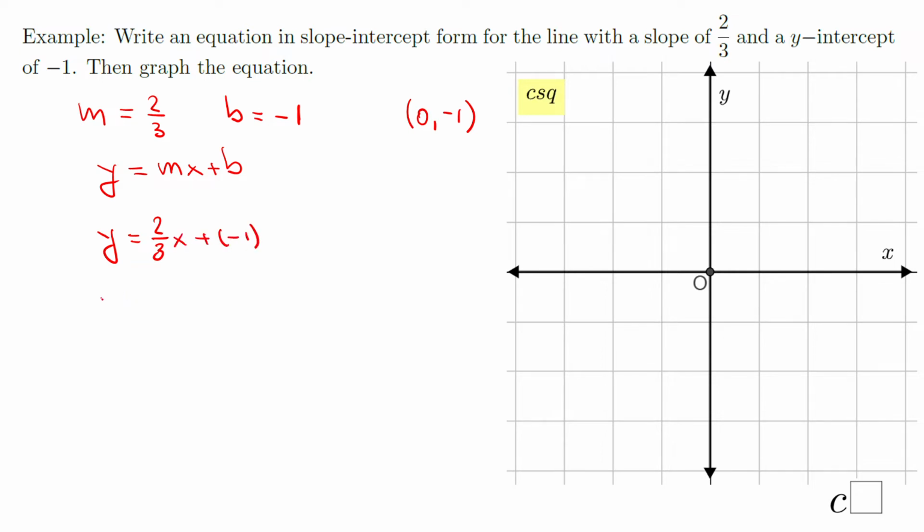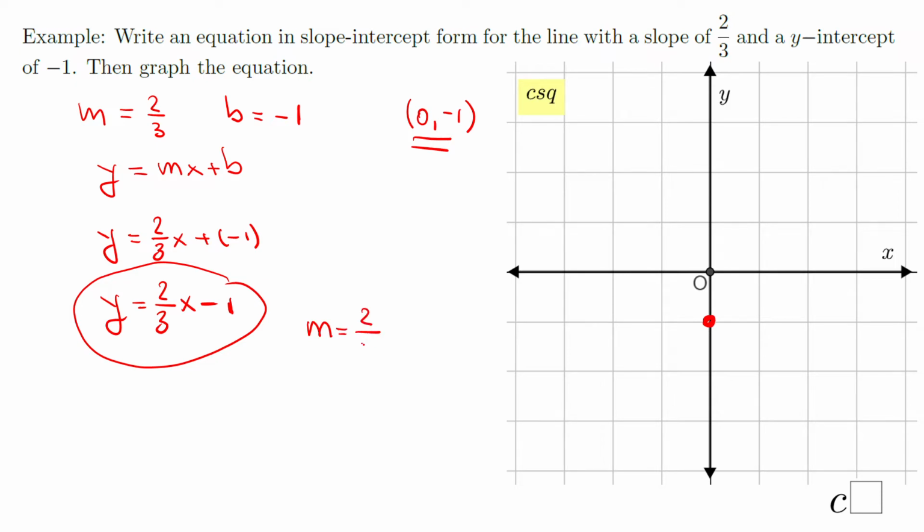The only thing I'm going to do here is simplify the last part of this expression, and I have y equals 2/3x minus 1. This is the equation of the line that has a slope of 2/3 and a y-intercept of -1. Now let's graph it. The first thing you want to do is go to the y-intercept, 0, -1. That means I'm going to go 1 down, and then I have to use this slope of 2/3.